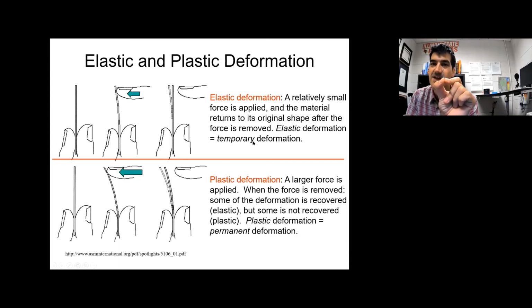If I apply just a little bit of force to this, I can make it move. I don't know if you can see that or not, but I can make the paperclip move, and then when I release it, it comes back to where it was. So I'm making it deflect, and then when I release the force, it comes back to its original position. I think that's pretty visible, actually. So what that is called is elastic deformation. Elastic is otherwise known as temporary deformation.